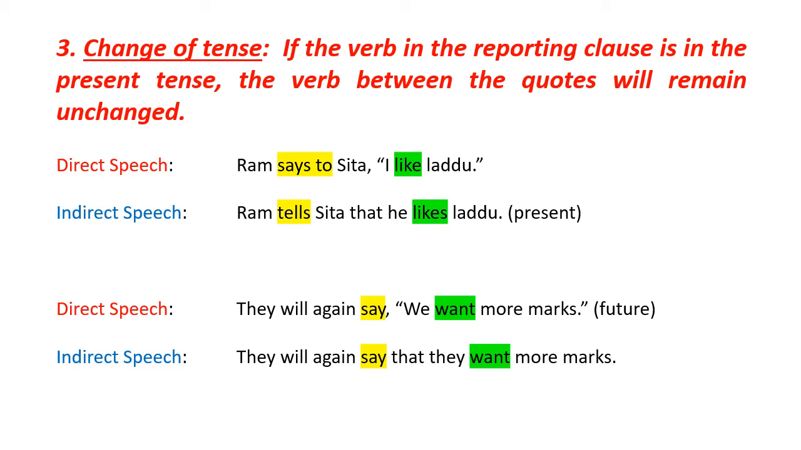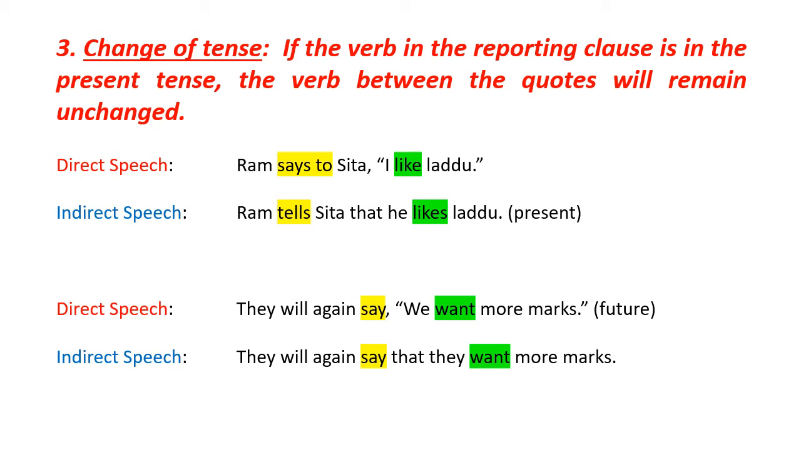So, the verb between the quotes will remain unchanged. We can see it clearly here. Only we pronoun is changed in the reported speech as they, and comma replaced with that, and remaining all same.